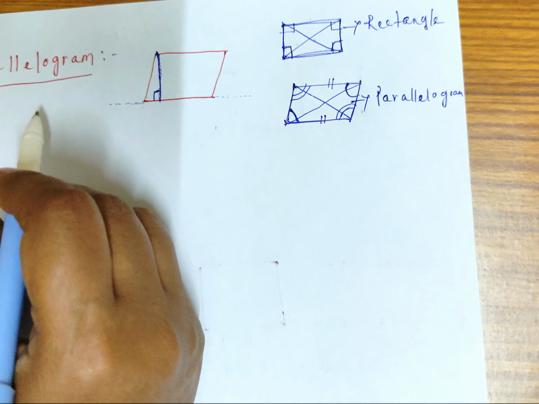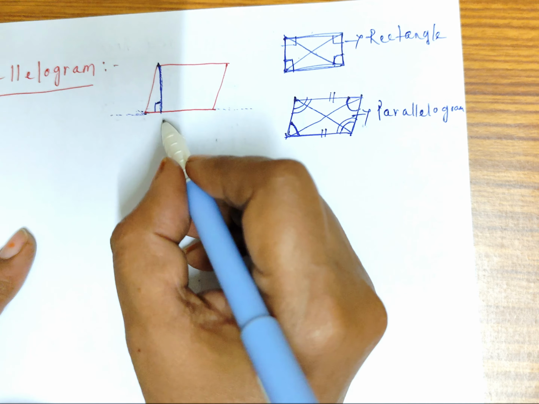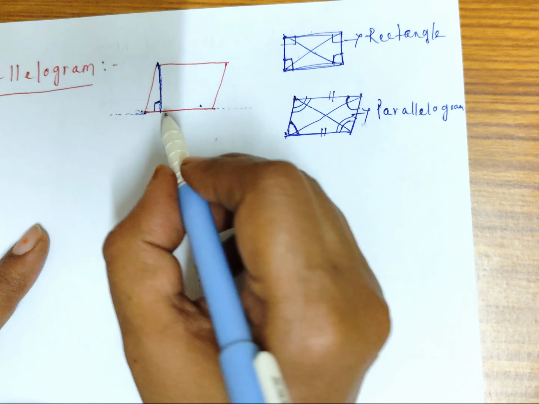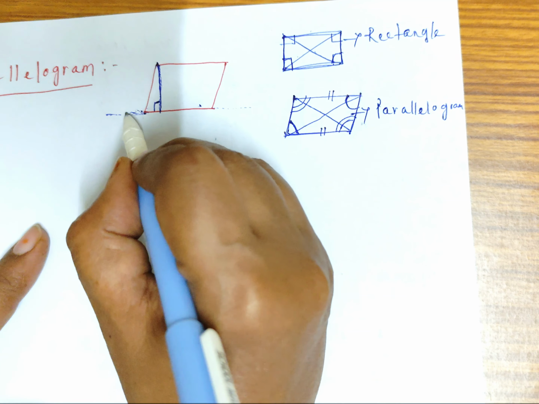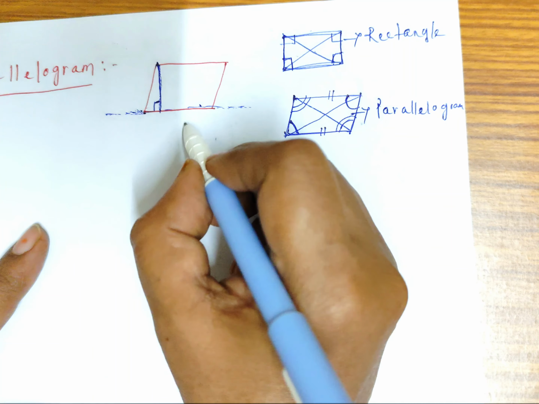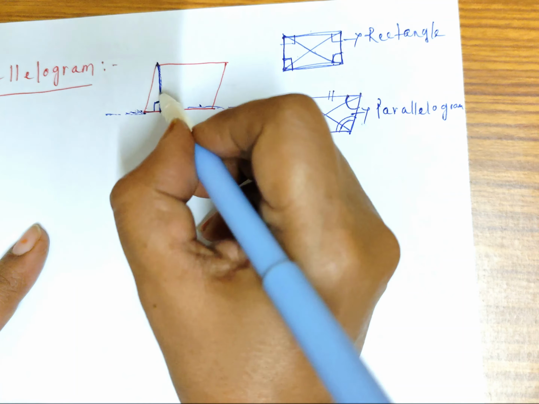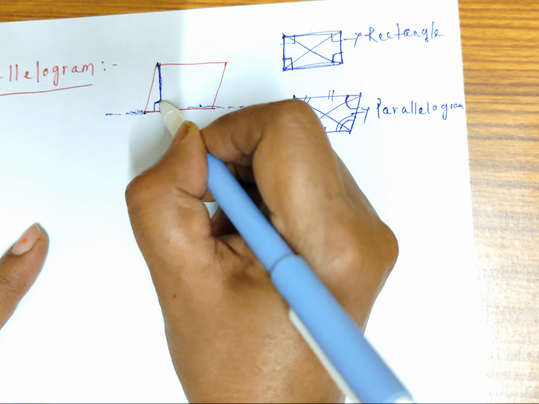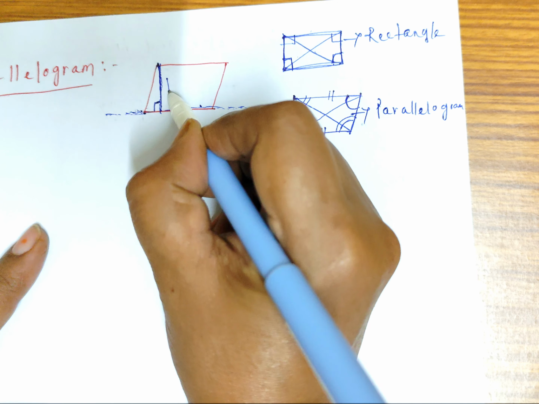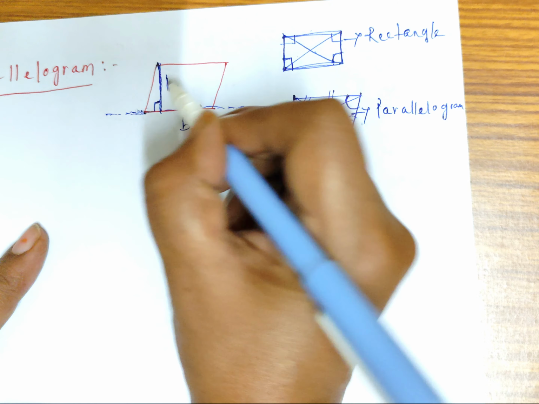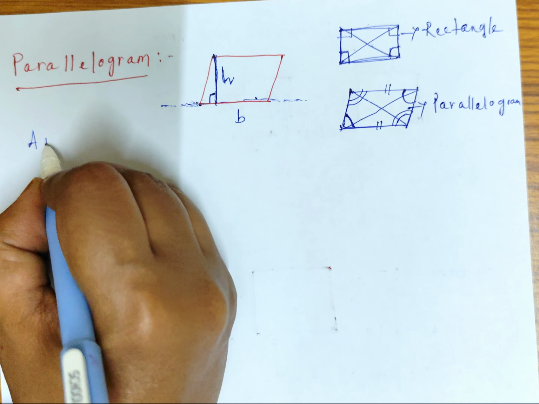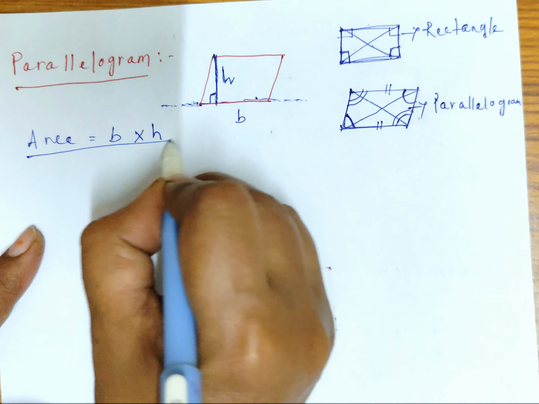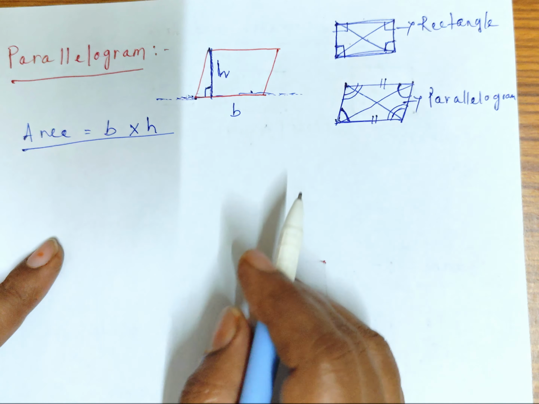So now parallelogram, see, here we never say this is length and this is B as in a rectangle. Here we will say this is our base. And if we draw a line from the opposite angle to this base, it will be our height h. Okay. So here our area will be B into h. This is very simple. For a parallelogram, the area is very simple.